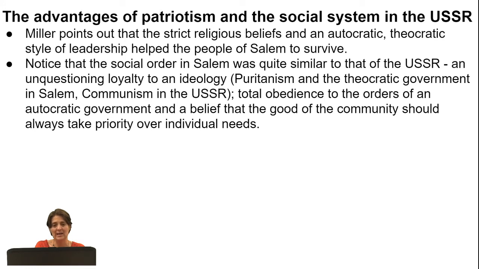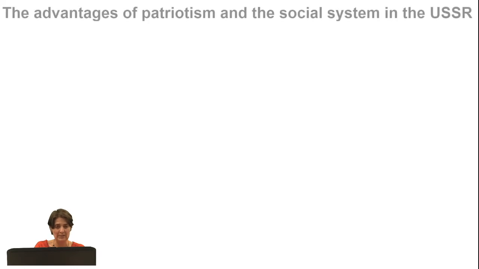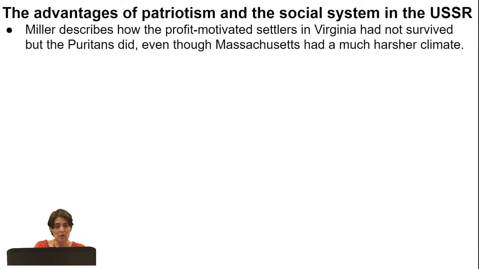The people of Salem did not question Puritanism and their theocratic government, and the people of the USSR did not question communism. Both societies had a total obedience to the orders given by an autocratic government, and both societies had a belief that the good of the community always took priority over individual needs. And Miller describes how this actually served the Puritans well when they first settled in the USA.